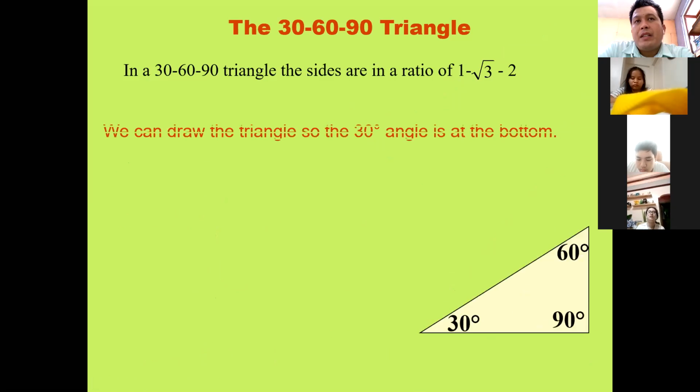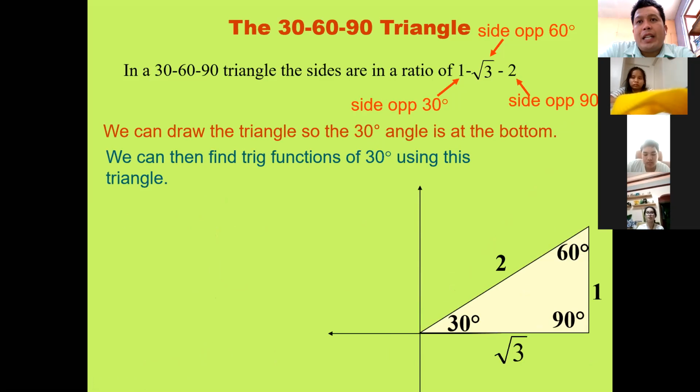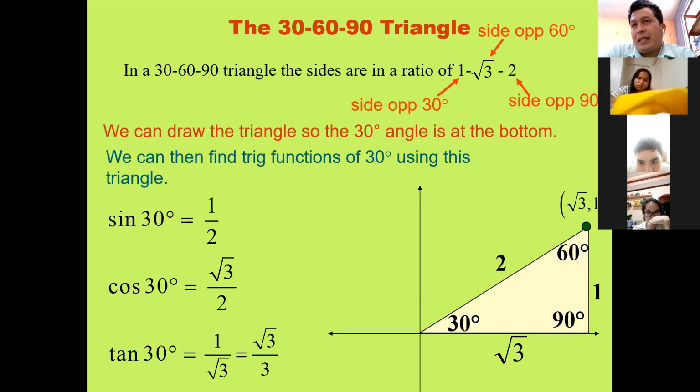If you have the values for 30 degrees, sine of 30 degrees is 1/2. Cosine of 30 degrees is square root of 3 over 2. And tangent of 30 degrees is 1 over square root of 3, which is rationalized as square root of 3 over 3. Well, you can just type this in your calculator and it will give you an answer. No problem with how you're going to find the values of these angles.